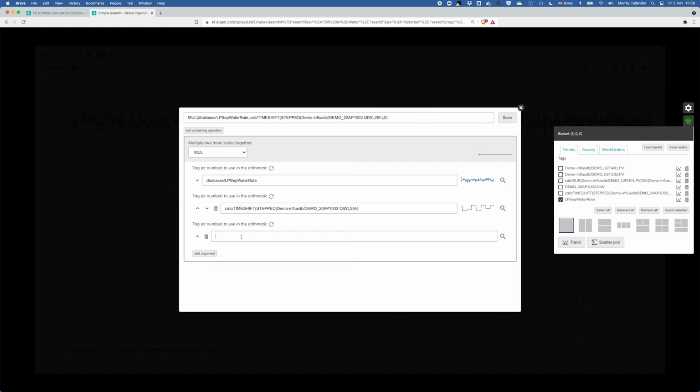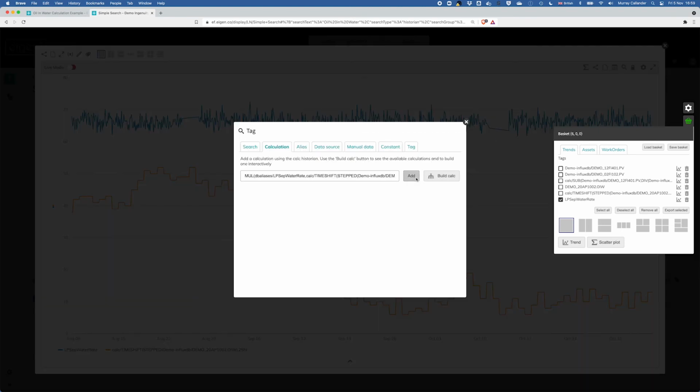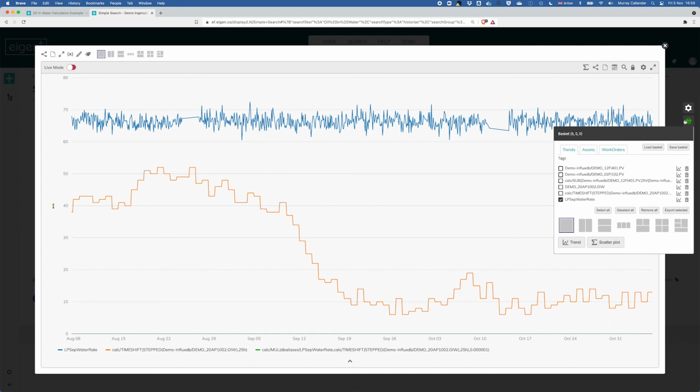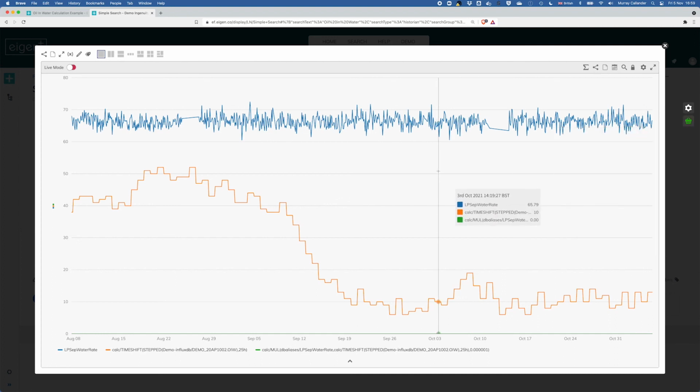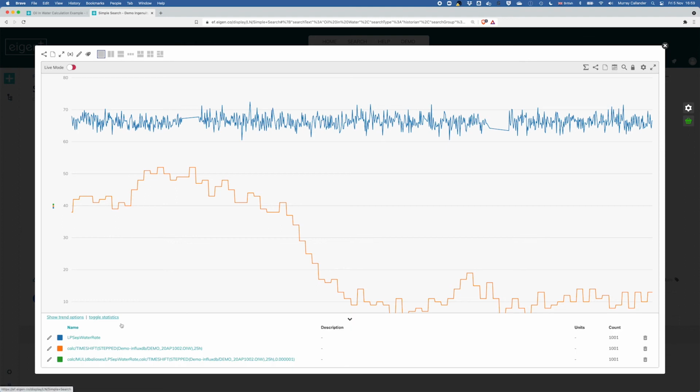Now, to make life easy, I'm just going to multiply it by 0.501, which has exactly the same effect. Save, and I'll add that to my trend. Now that number is quite small, so I'm going to change the axis that it is living on.